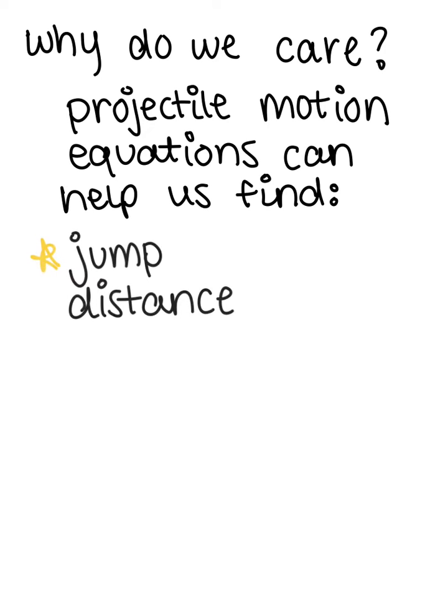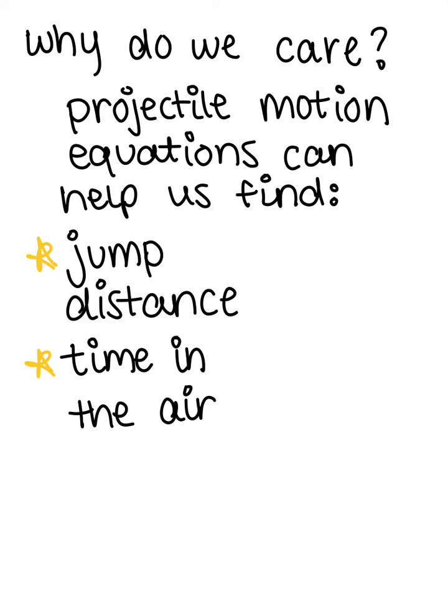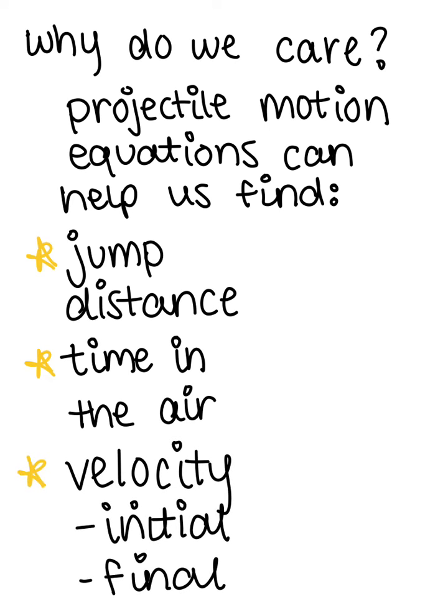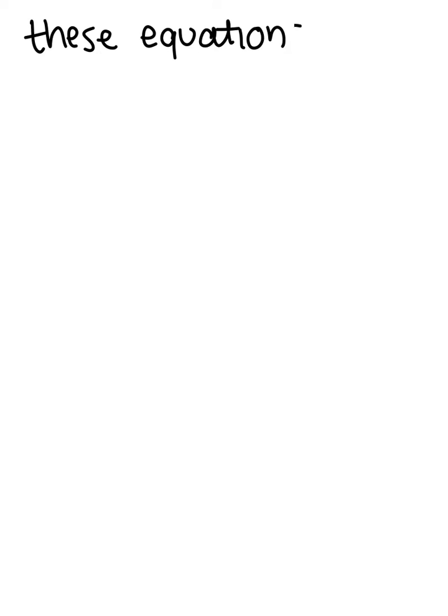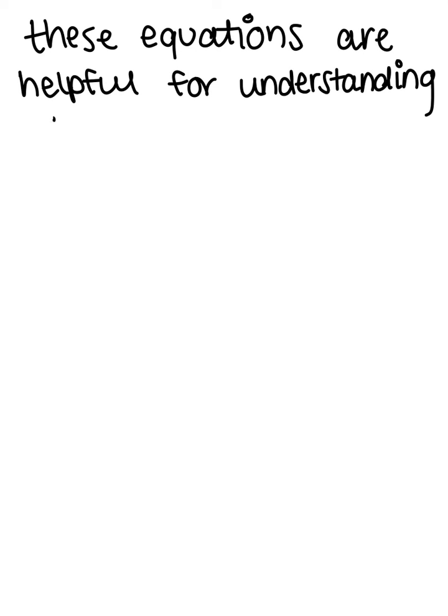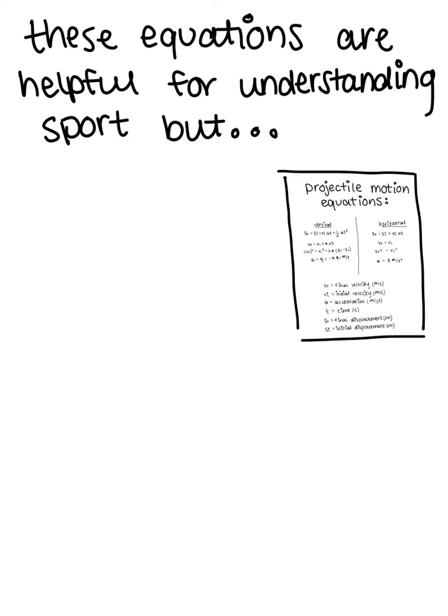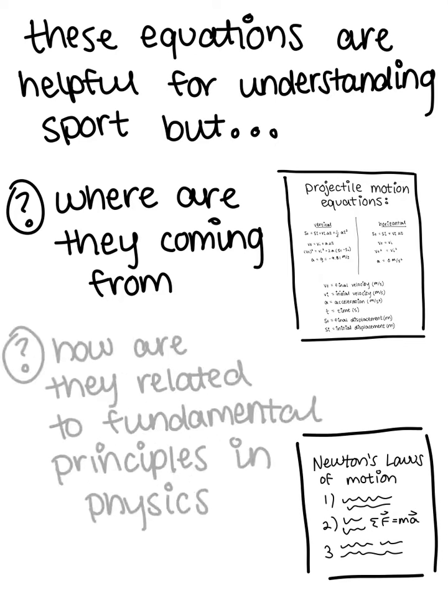Why should we care about this? Projectile motion equations can help us find, in sports, jump distances, time spent in the air, and both initial and final velocity, and all of this information can be found just using video. So these equations are really helpful for understanding sport, but where are they coming from and how are they related to fundamental principles in physics?